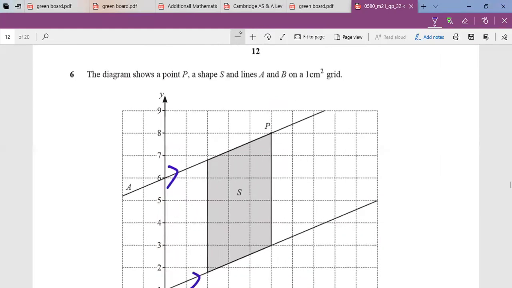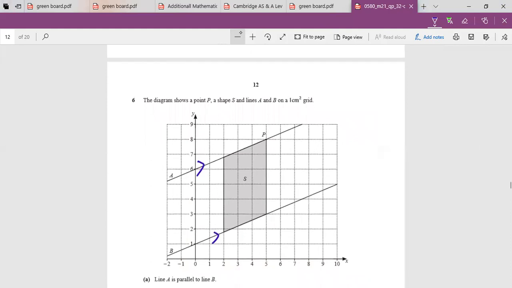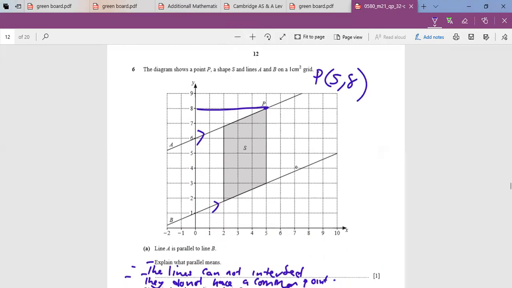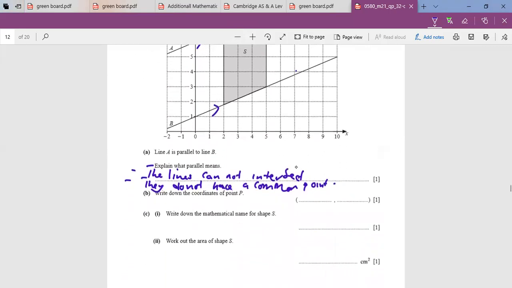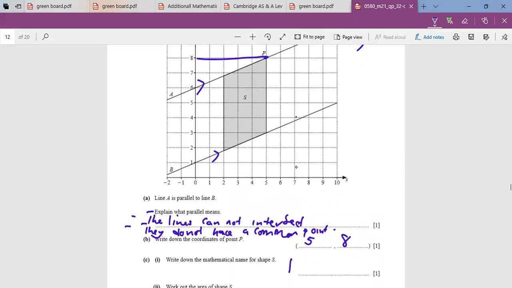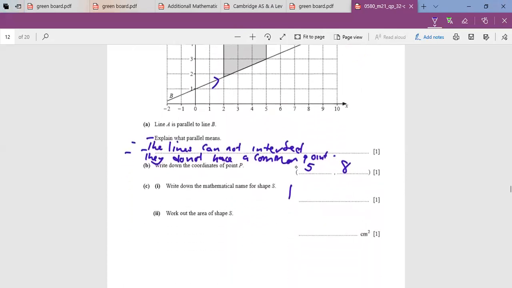The coordinates of P are, so if seen where P is, Y is 8, then X is 5. So P is 5, 8. Those are the coordinates. All right. Write down the mathematical name for this shape. The shape, we're able to see it. This shape S. It is a parallelogram.